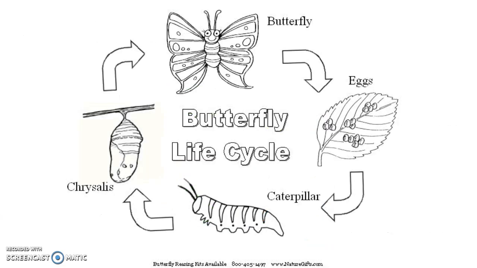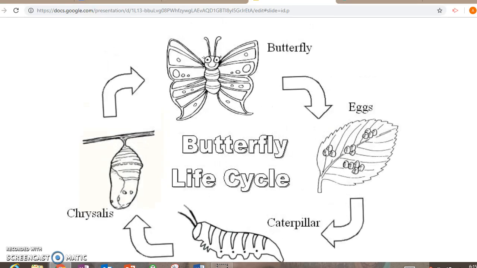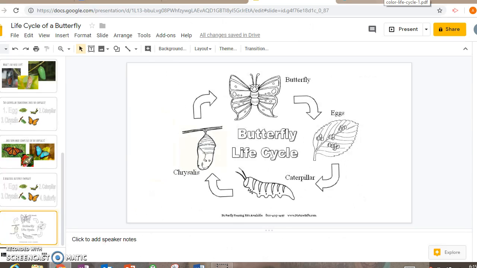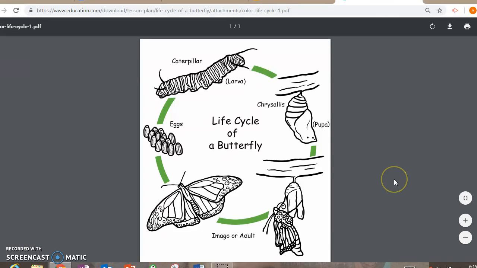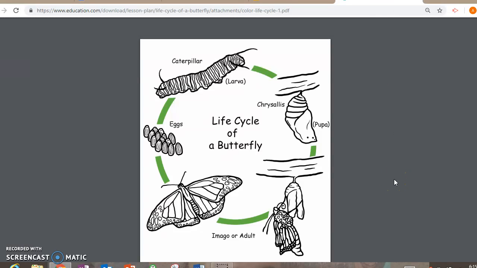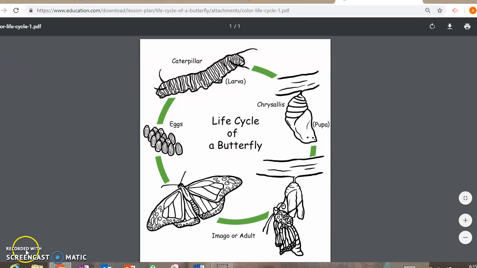And that's the life cycle of a butterfly. And I've emailed everybody this coloring sheet that shows you all 4 stages of the life cycle. So I would love it if you could color that and email it back to me. And then tomorrow we'll have a short assessment on the stages of the life cycle.